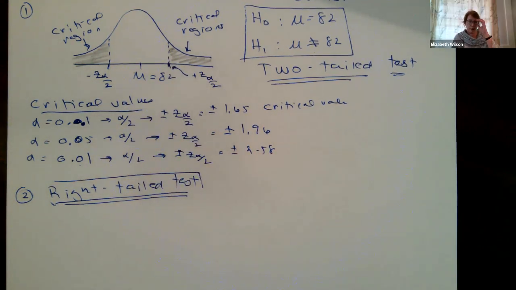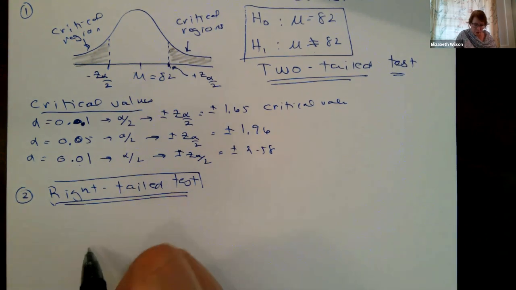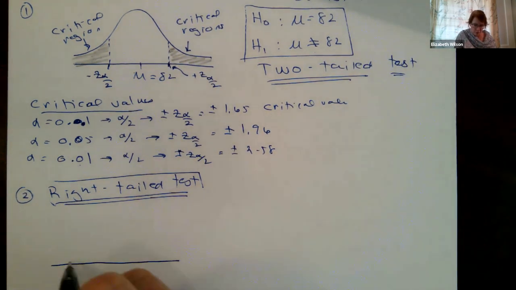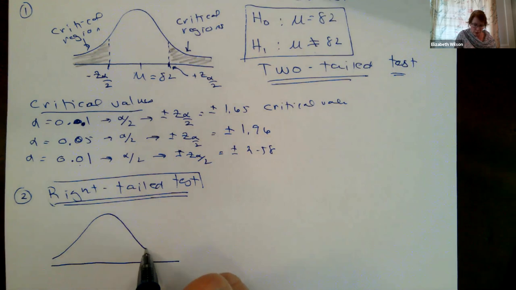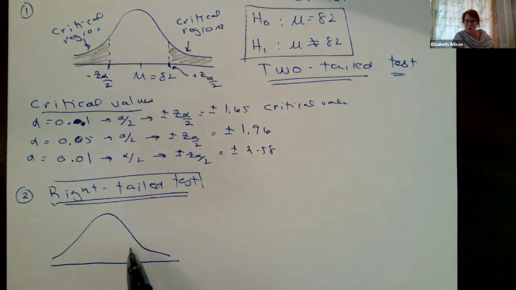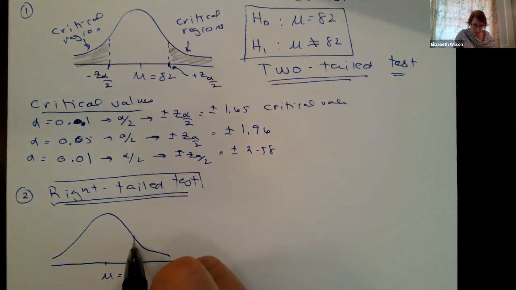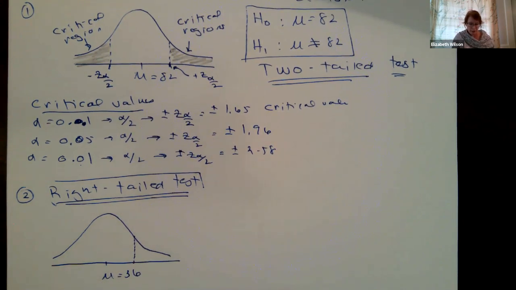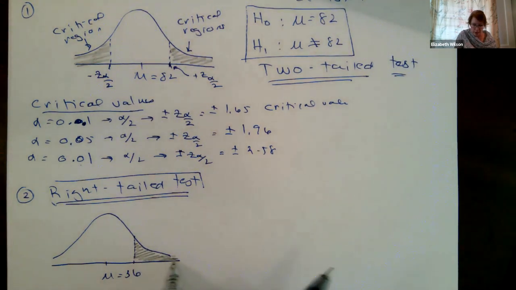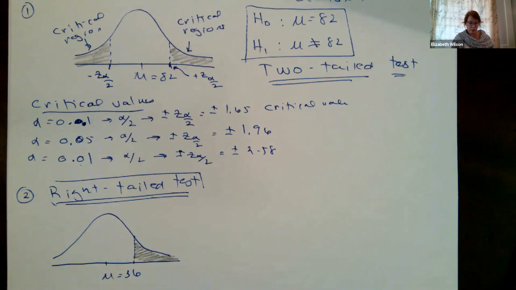We're going to talk about a right-tailed test. So a right-tailed test is going to look like, let's draw it out first. This is all based on the normal distribution. This should be symmetric. I'm not a great artist. It's centered at our mean. And let's say, for example, and I'm just pulling these numbers out, our mean is equal to 36. Our right-tailed test demarcates a value that has the right-hand tail as our critical region.